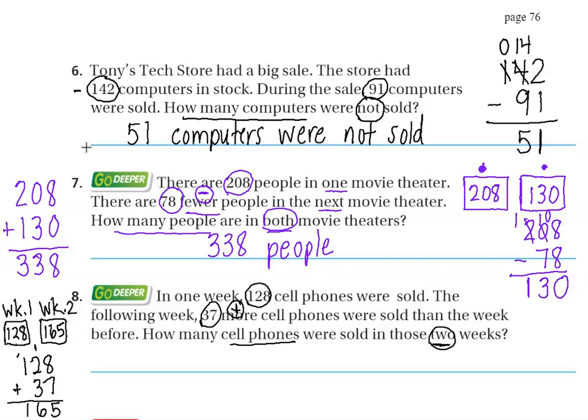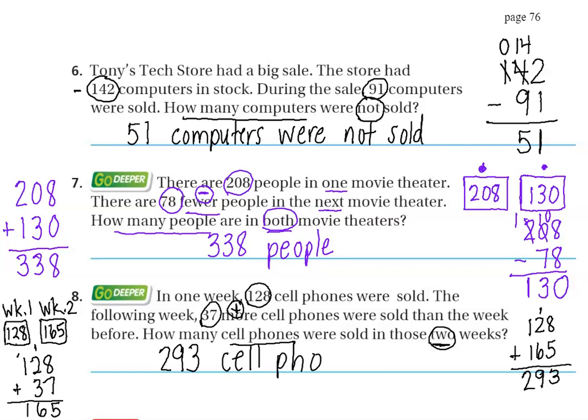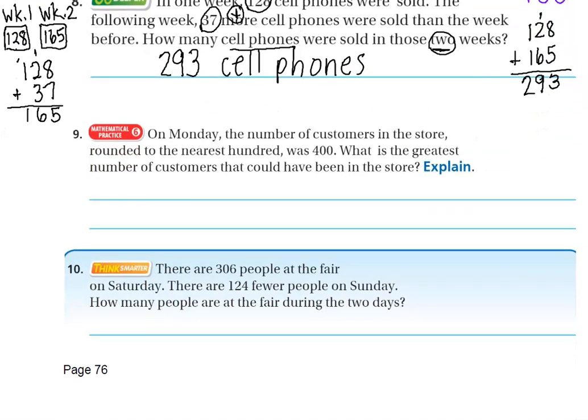So let's add week 1 and week 2. Add those 2 numbers together. Go ahead and pause the video. If you said 293 cell phones, you are correct. Good job, everybody. Those multiple step problems sometimes have a lot of steps there that we have to figure out. Okay, let's go down. We have 2 more problems to go. So follow me down at the next part.